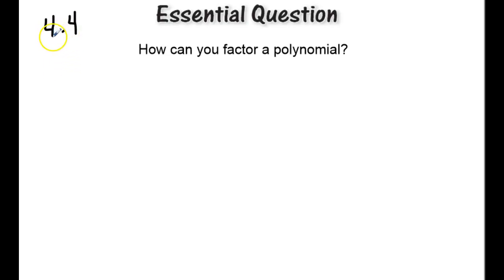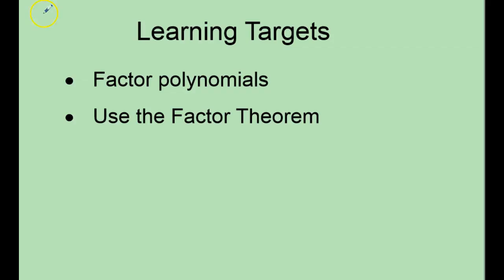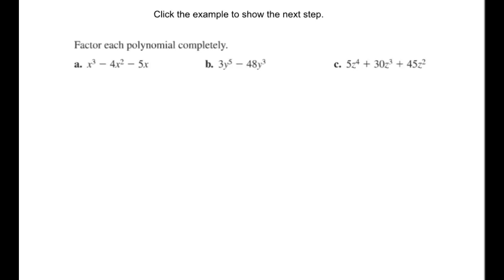All right, here we're looking at section 4.4, and our essential question is how can you factor a polynomial? So let's look at our learning targets. The first learning target is factor polynomials, and we'll look at several different ways to do that. And then our second learning target is to use the factor theorem. So here we're going to be factoring each polynomial completely.